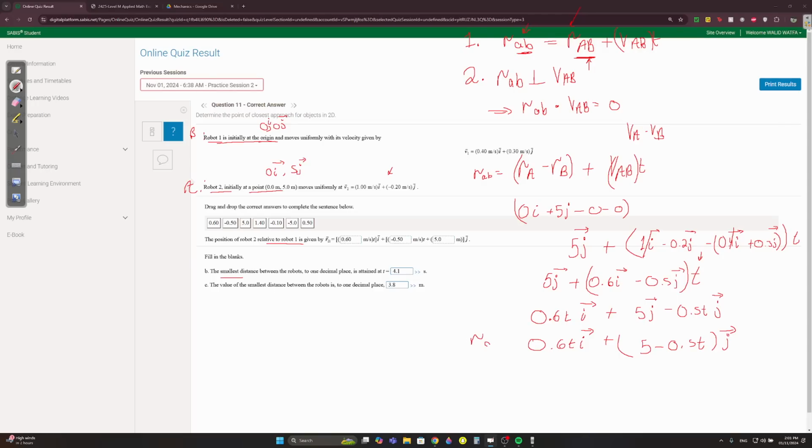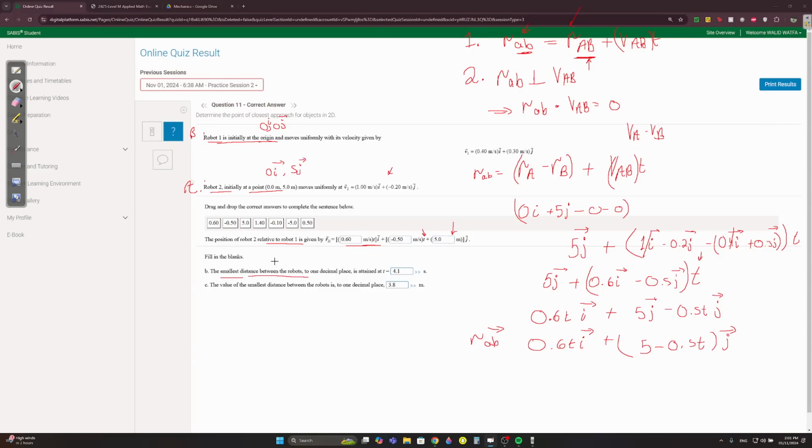So this is now RAB. 0.6 T plus, they swapped it around. I put 5 minus, they put the T first. So be careful in the exam. Since the T is first, you put minus 0.5 first plus 5J. The smallest distance between the robots.